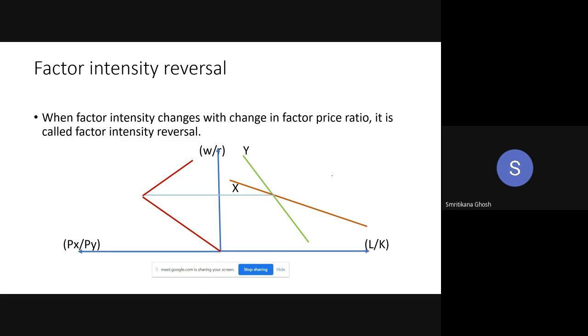Just a minute. Give me 1 minute. Where is my cursor? Just a minute. I cannot see my cursor. Give me 1 minute.